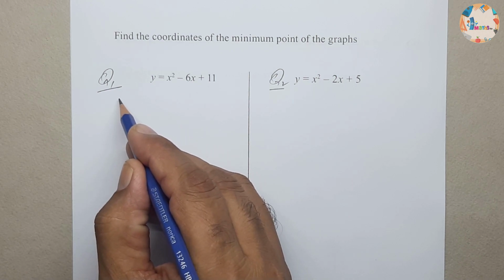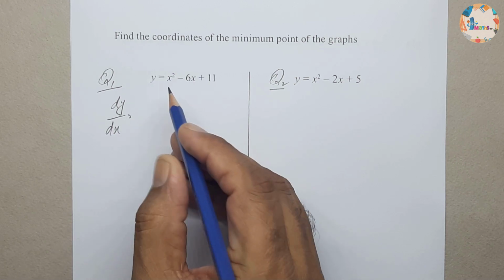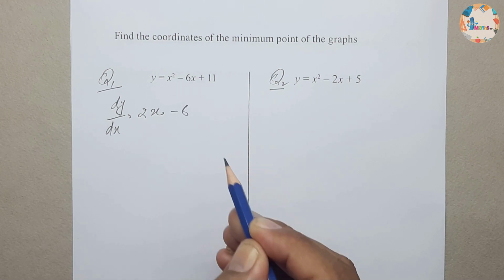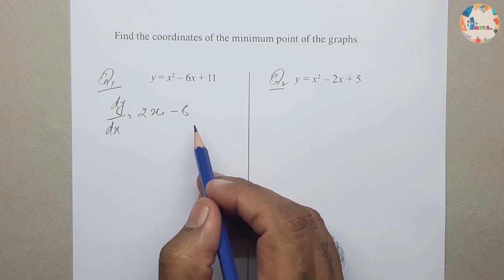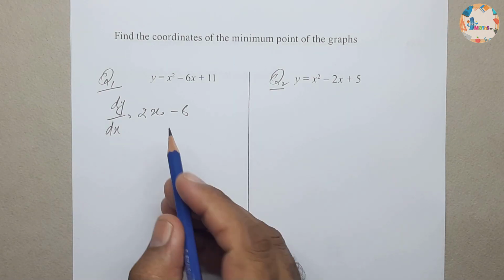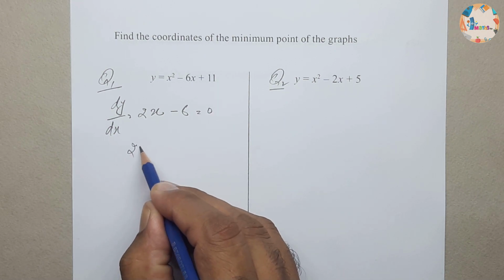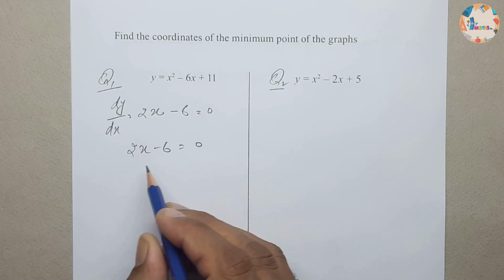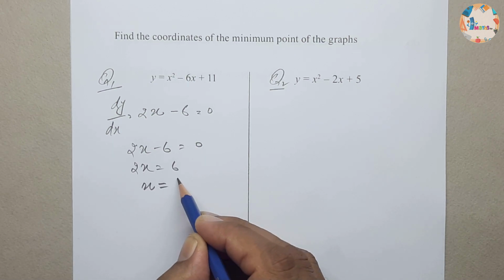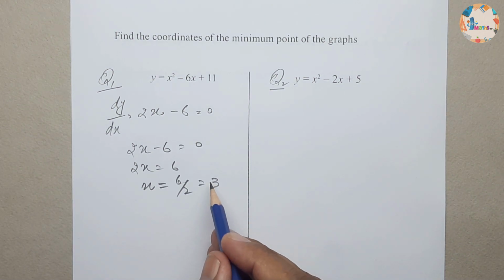We will find dy by dx. dy by dx will be equal to the derivative, which we know is 2x minus 6. For the minimum point we know that the gradient will be 0, so we put dy by dx equal to 0. It means 2x minus 6 is equal to 0, and 2x will be equal to 6. This implies x is equal to 6 by 2, which is equal to 3. Now we got this value 3.